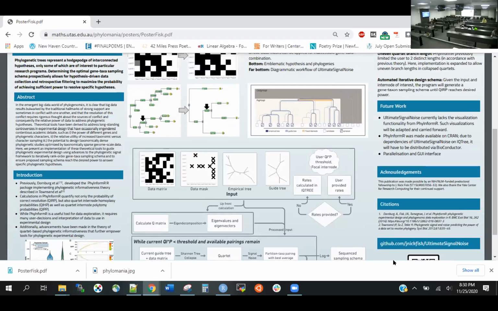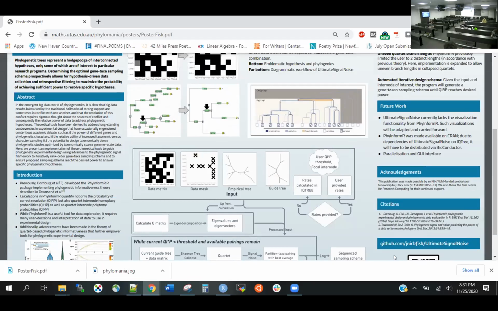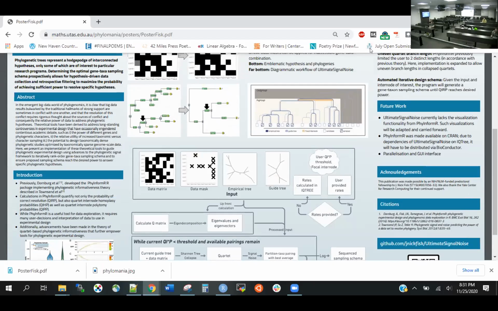Quick question. Yeah, you go. Tristan, just a quick one. I don't know whether I missed it, but Nick, I love the idea. How long does it take to converge? How does that scale with N?